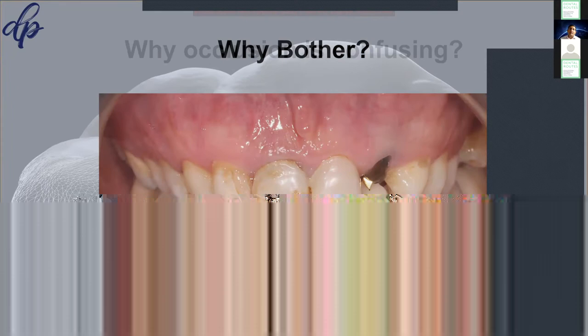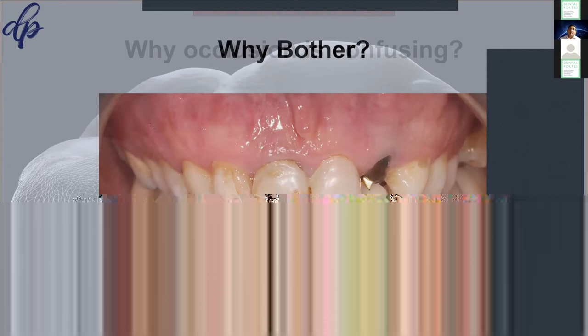Certainly when I was an undergraduate, I wasn't taught occlusion very well, and I was told, patient bites, tap, tap, tap. When you see a blue mark on your filling, you just reduce it until you don't see any blue marking, and that's occlusion. Hopefully by the end of this webinar, you will see that's not the case.